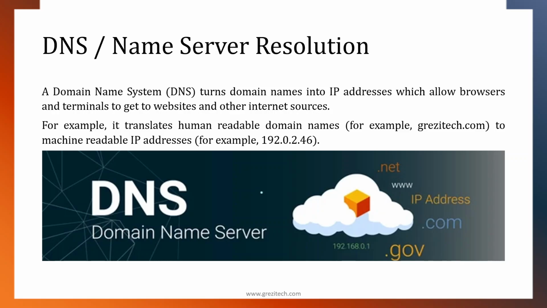Any website you want to visit, all you need to do is type in that domain name on your web browser, and then the computer checks a DNS server to see the actual IP address. So, in summary, a domain name system turns domain names into IP addresses, which allows browsers and terminals to get to websites and other internet sources.